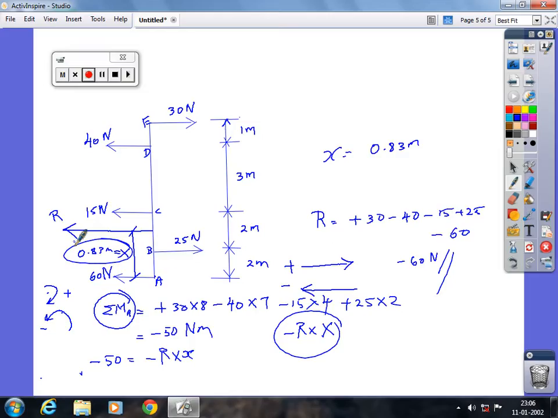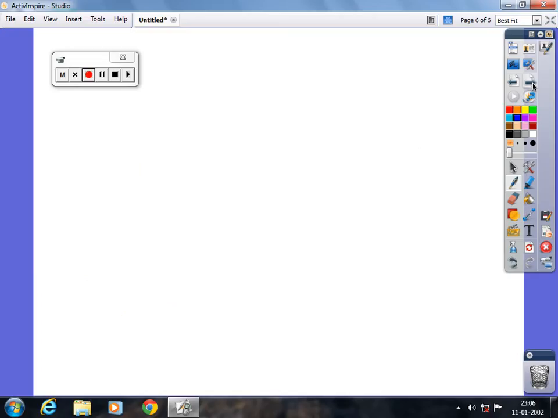Okay, the next heading you can write as support reactions. Support, S-U-P-P-O-R-T, support reactions. Firstly, I'll just give a note on support reactions and then the different types of beams.